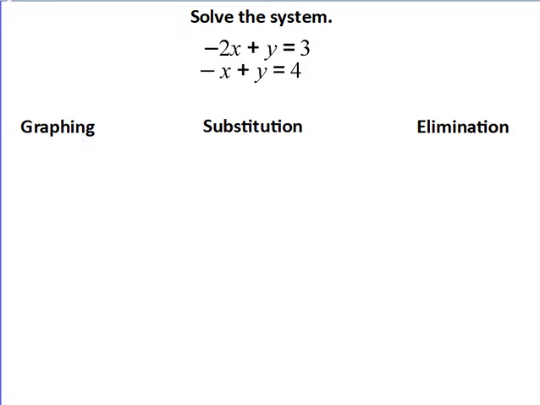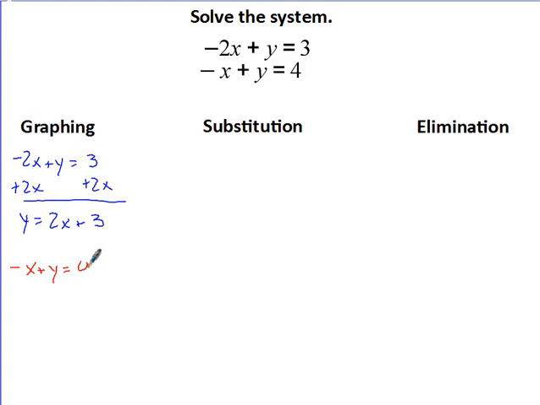We are just going to work through an example and solve this system, negative 2x plus y equals 3 and negative x plus y equals 4, three different ways. So when I solve by graphing, the first thing that I need to do is get y by itself in each equation. So in this one, I have to add 2x to both sides, and I get y equals 2x plus 3. And then in the second equation, I need to add x to both sides, and I have y equals x plus 4.